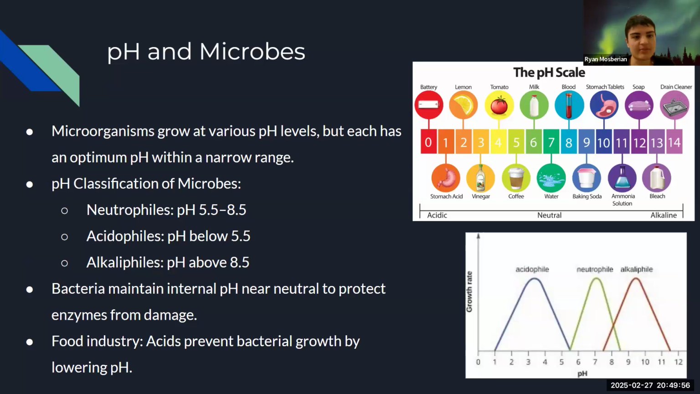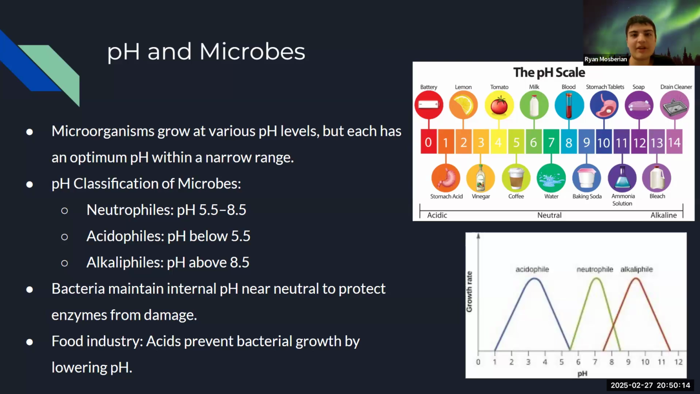So, as we've learned in class, microbes grow at very different pHs, but most of them hover at around the 5 to 8 pH range. We call those microbes neutrophiles. Those that like more acidic conditions we call acidophiles, and those that like more basic conditions we call alkaliphiles.